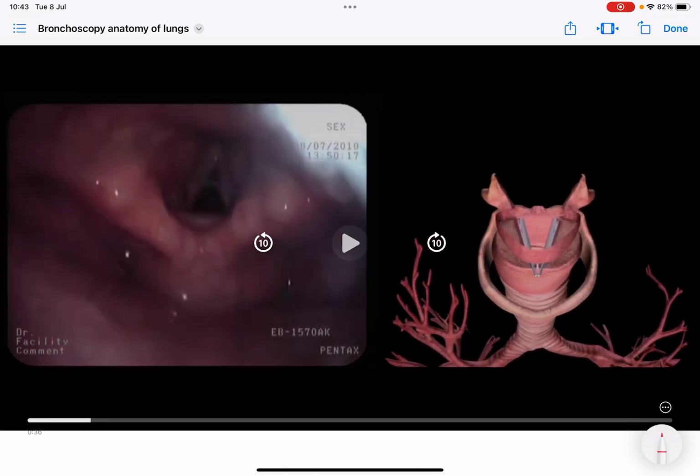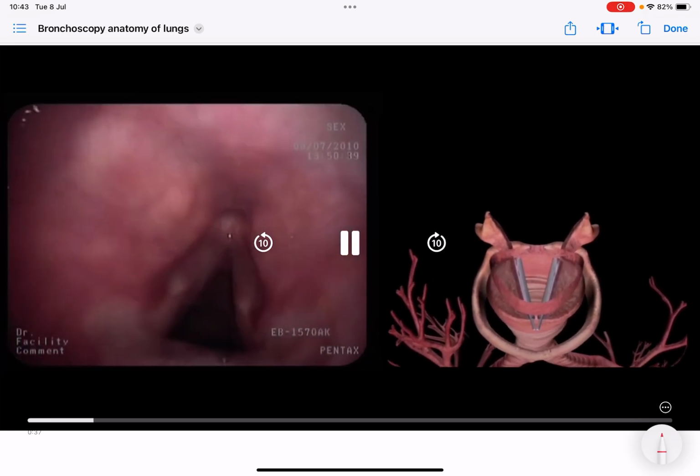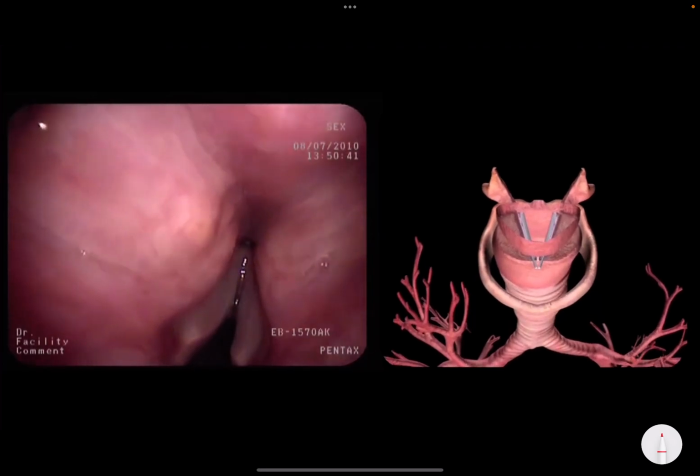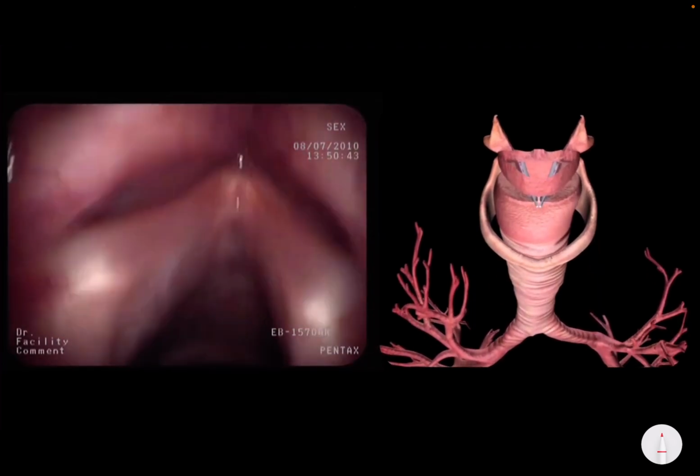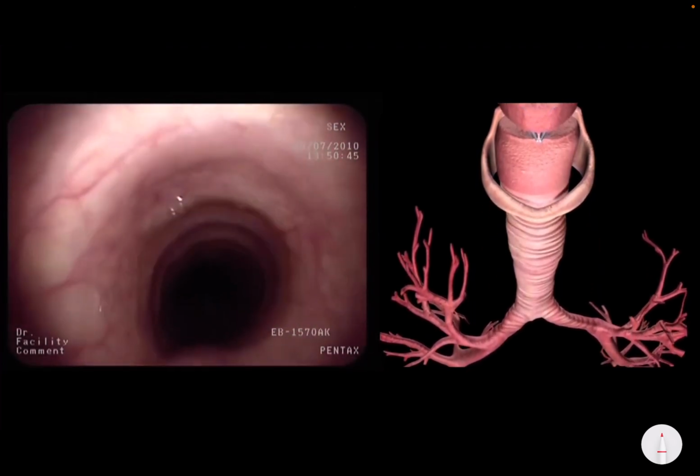When we turn the lever up, it means the tip goes down. We will see a structure called the vocal cord. This vocal cord is an inverted V-shaped structure through which we enter inside the lungs. We mainly enter through the posterior side of the vocal cord so that the patient will not cough excessively.